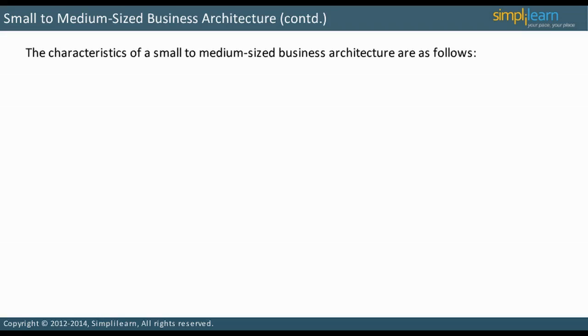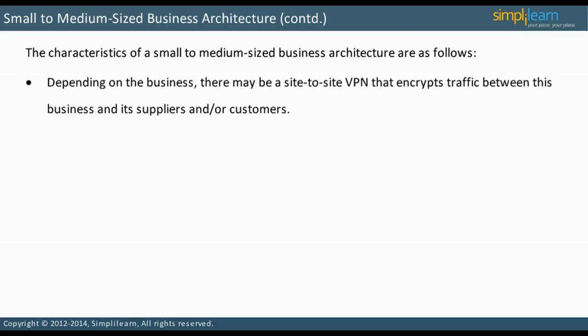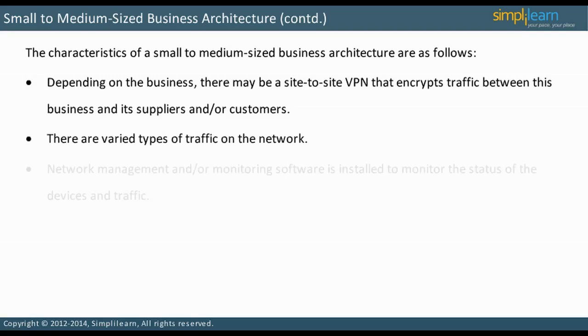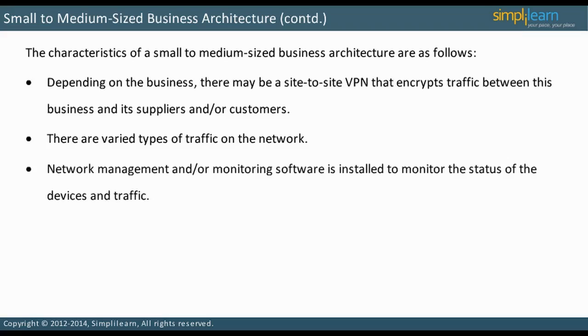The characteristics of a small to medium-sized business architecture are as follows. Depending on the business, there may be a site-to-site VPN that encrypts traffic between this business and its suppliers and/or customers. There are varied types of traffic on the network. Network management and/or monitoring software is installed to monitor the status of the devices and traffic. Wireless access can be implemented in any architecture. In the next slide, let us look at how wireless access works.